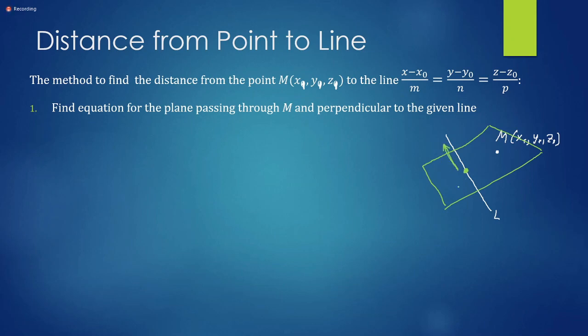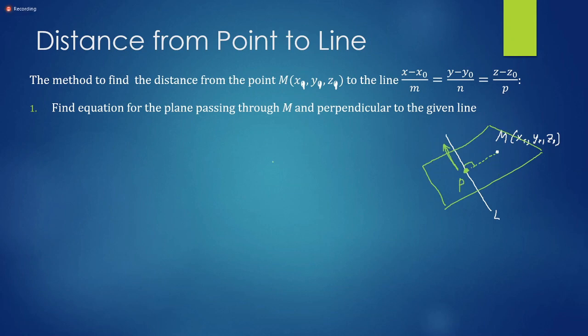That's one thing. The second thing is that because the point M is in this plane and the intersection point P, let's say, is also in this plane, then the vector MP will be perpendicular to the normal vector. MP will actually be the distance. So what we do is we find the equation of the plane passing through point M and perpendicular to this line. That is easy to do.